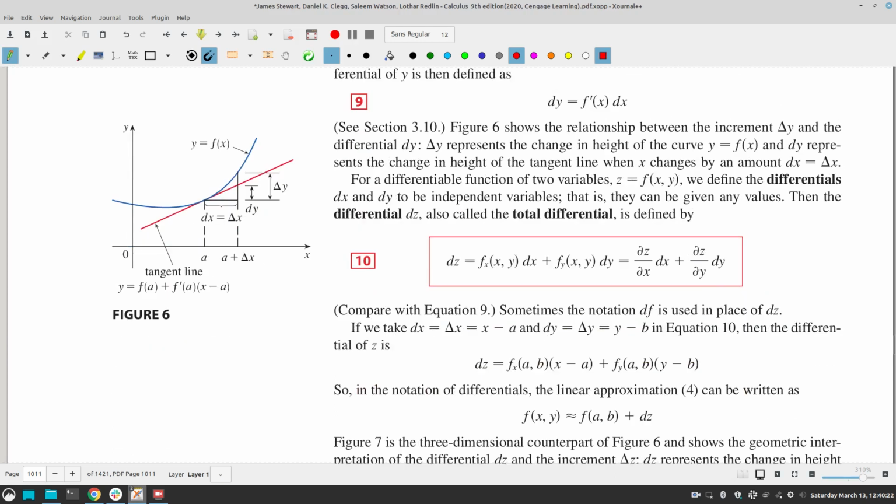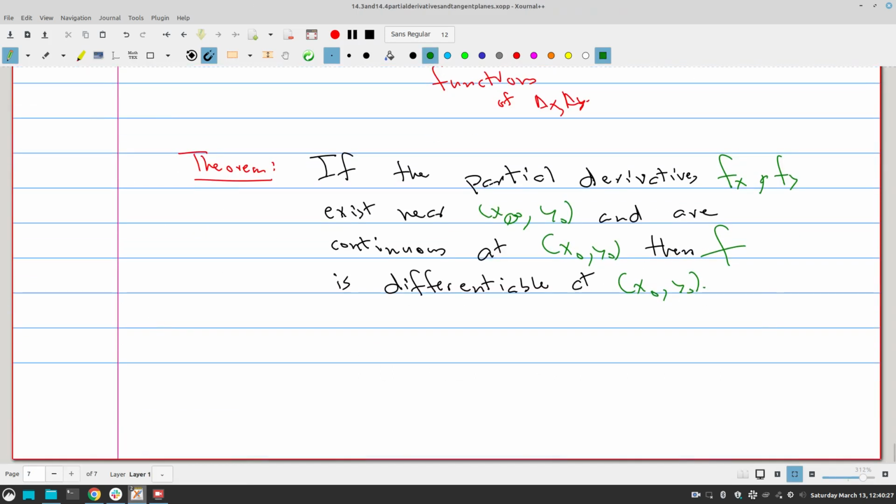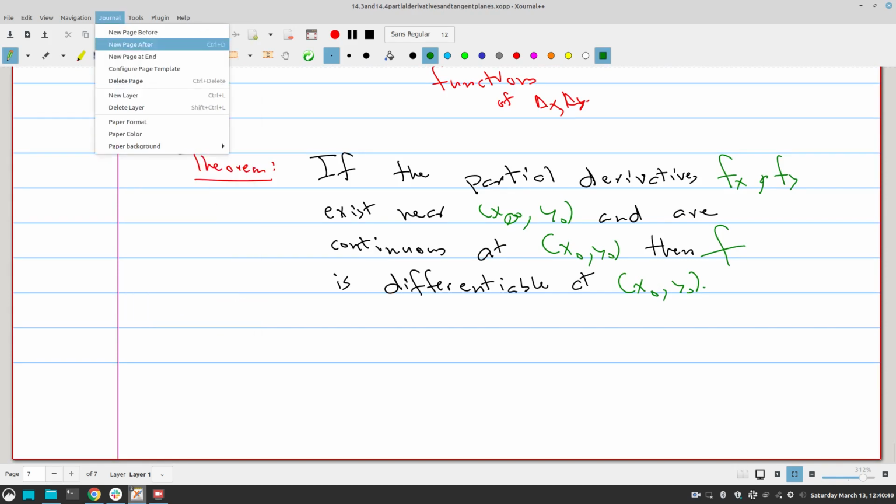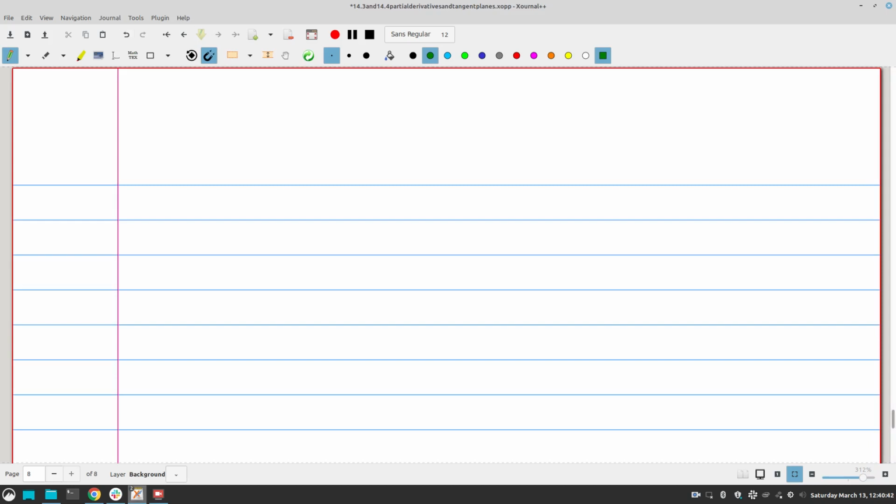Remember, in single variable calculus, you used to treat the derivative as a numerator and a denominator. For example, if you had dy over dx equals f prime of x, you could think of dy as the numerator in a fraction and dx as the denominator in a fraction, right?